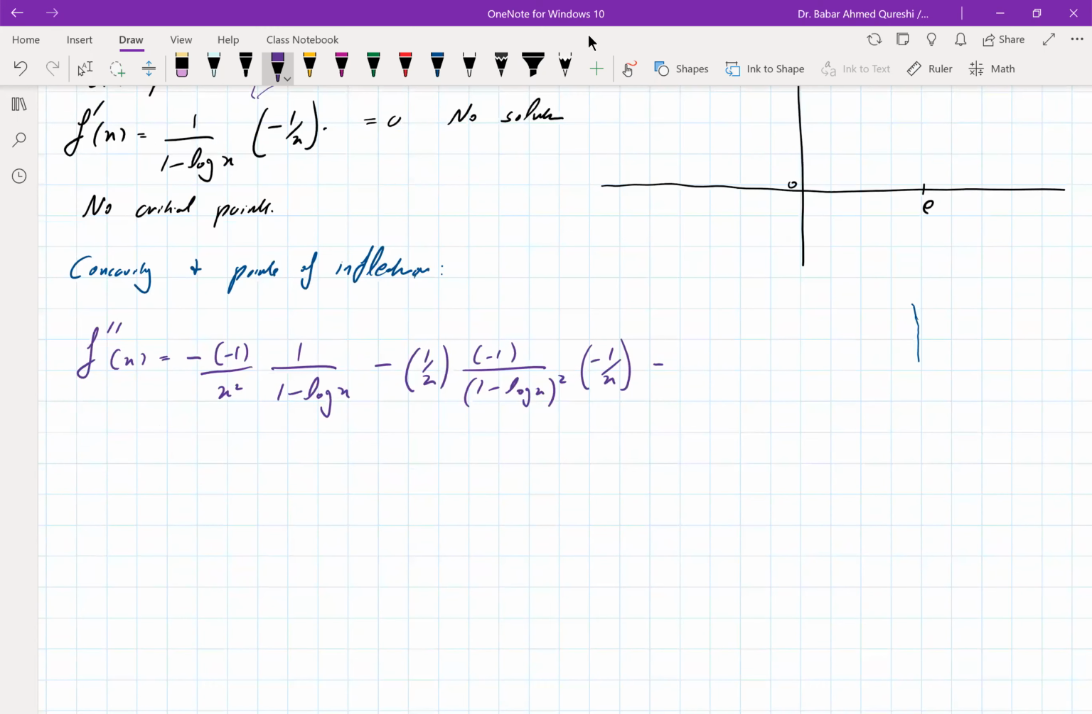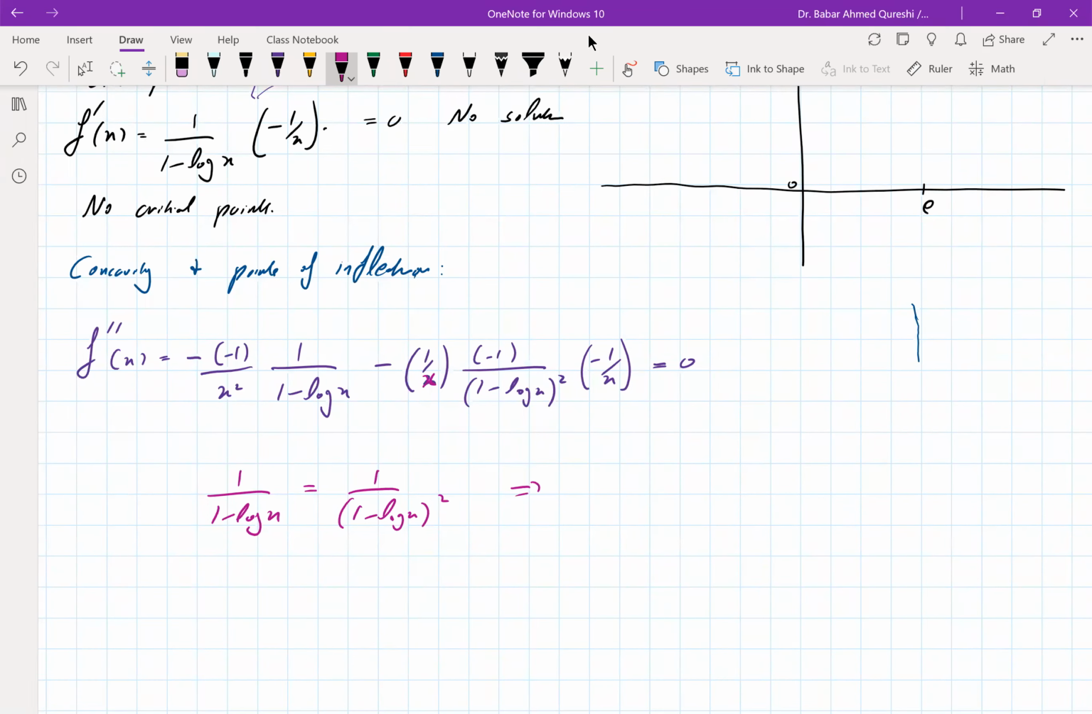And to find the point of inflection, I'm going to put this equal to 0. So I see an x square here, and I'm never at x is equal to 0. That's not in the domain, so I can multiply with x square. This gives me a plus, minus, minus, minus, 3 minuses. And this is, by the way, an x, not a 2. So I get 1 over (1 minus log x) whole square, this condition.